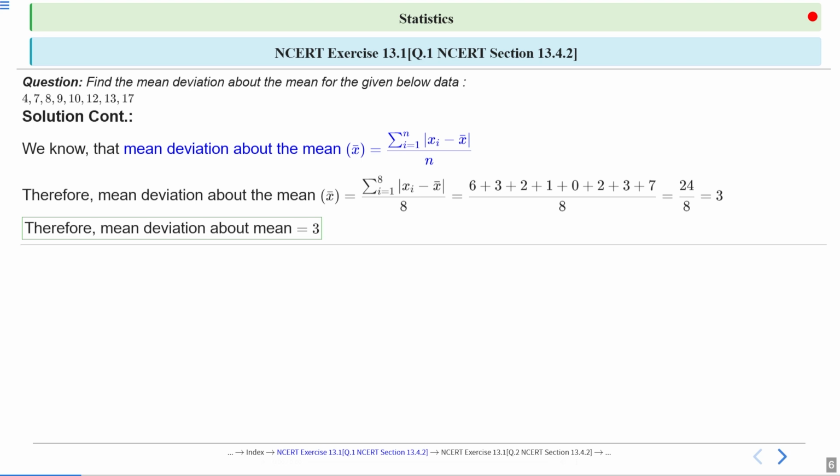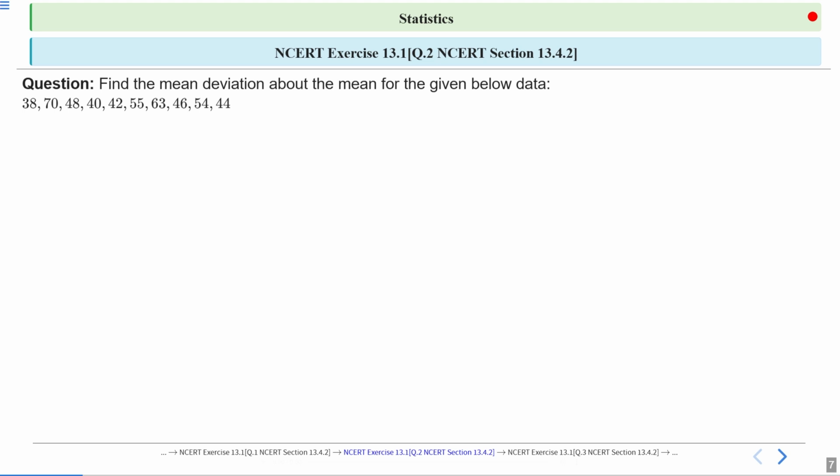So I hope this question is clear to all of you, and now let's move to the next question. This question asks us to find the mean deviation about the mean for the data given below. The data set given is 38, 70, 48, 40, 40, 42, 55, 63, 46, 54, 44.